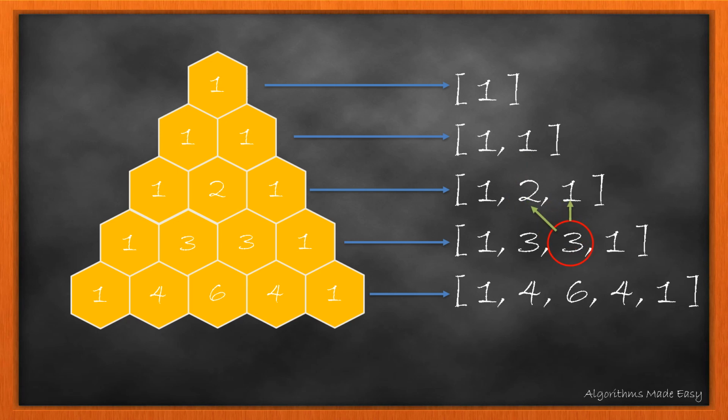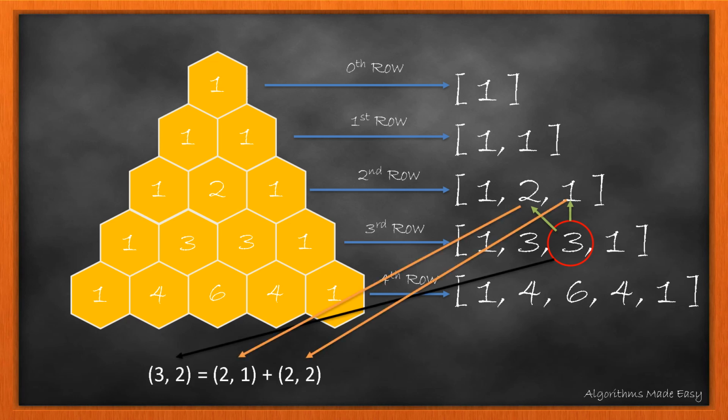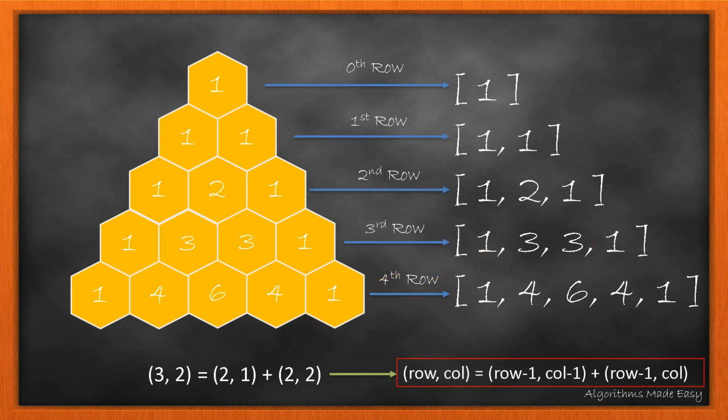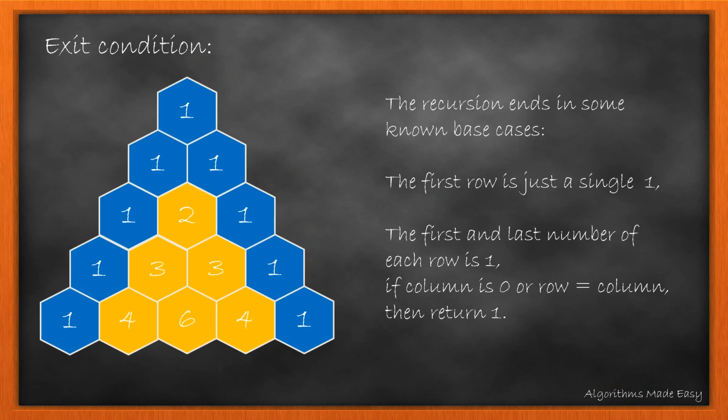Same is true for any value in the row except the first and the last value, which will always be 1. So the value at third row and second column is the sum of the value at the second row first column and second row second column. This gives us an important result. We can have this recursive call. Now we know that the row 0 will always be 1, and the value at column 0, and when the row and column are equal, then too the value will be 1. So these three become our exit conditions.